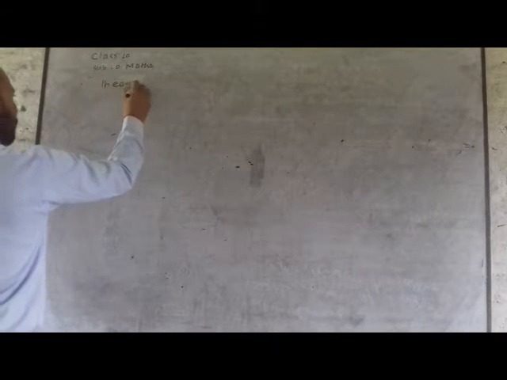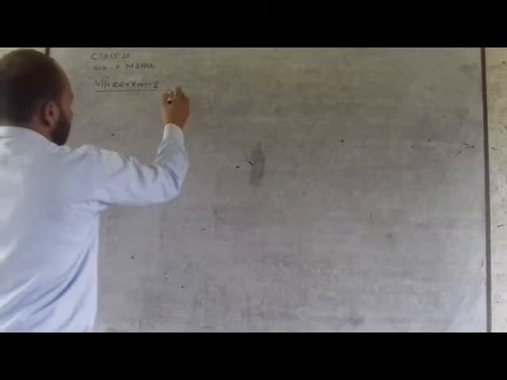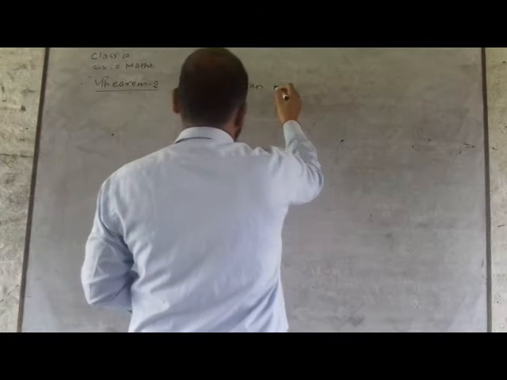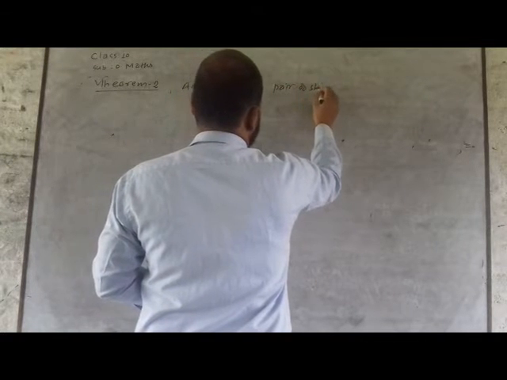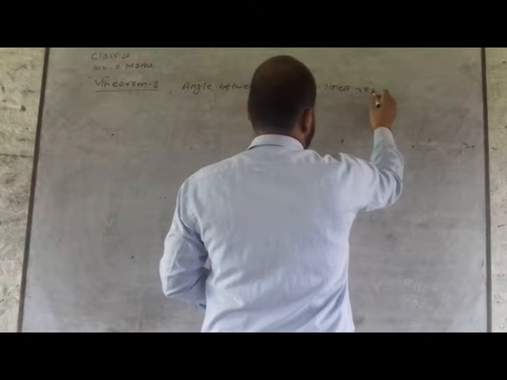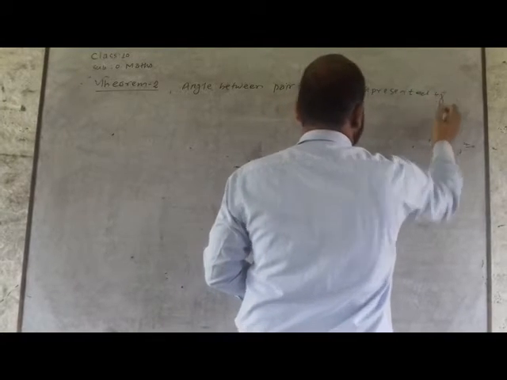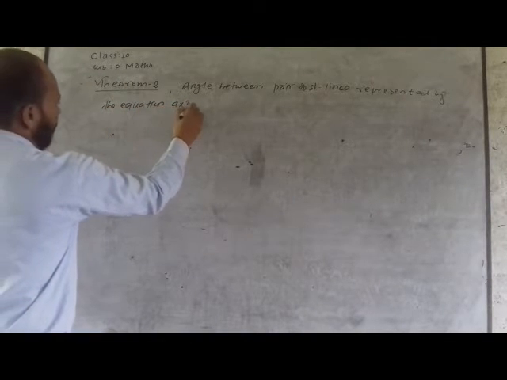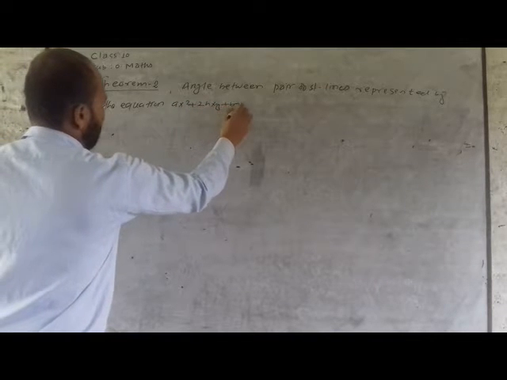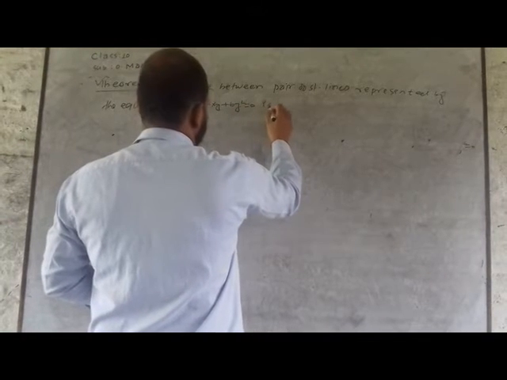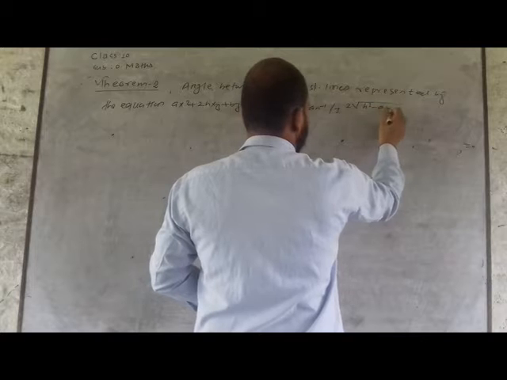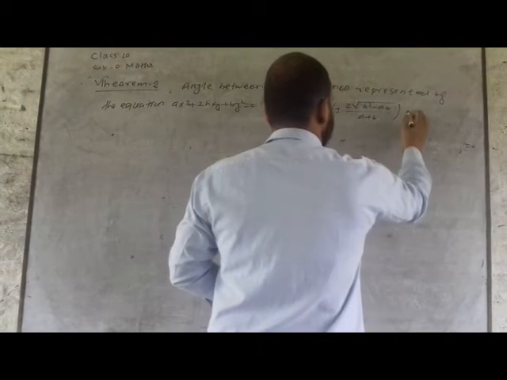today we have the next theorem, theorem number 2. The angle between the pair of straight lines represented by the equation ax square plus 2hxy plus by square is equal to 0 is theta is equal to tan inverse plus minus 2 root under h square minus ab by a plus b. Understand? Prove it.